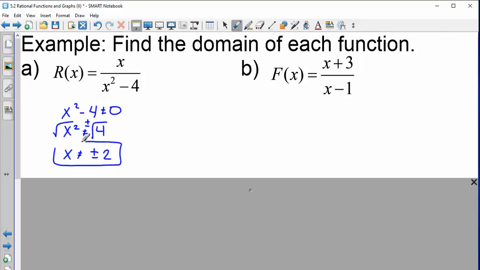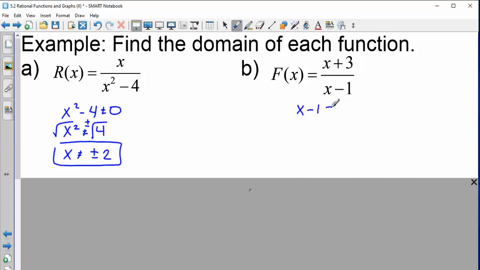If it's more than one value, I'd let you just list it. So if I'm looking at the domain here, x can't be positive or negative 2. What are positive and negative 2 going to be on my graph? The asymptotes. Those will be our vertical asymptotes at positive and negative 2.